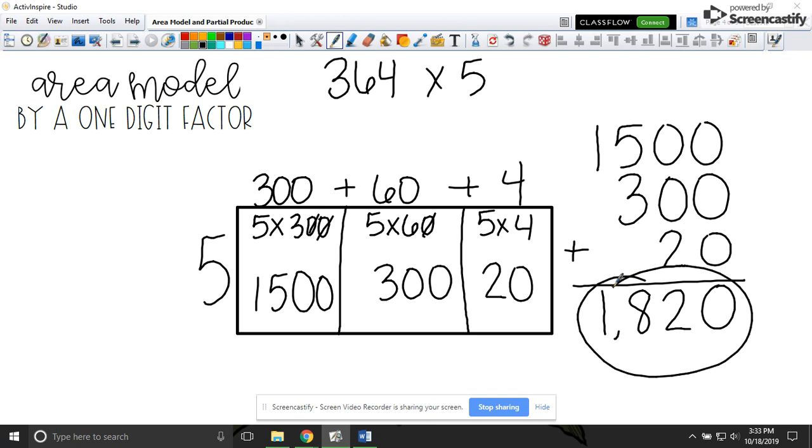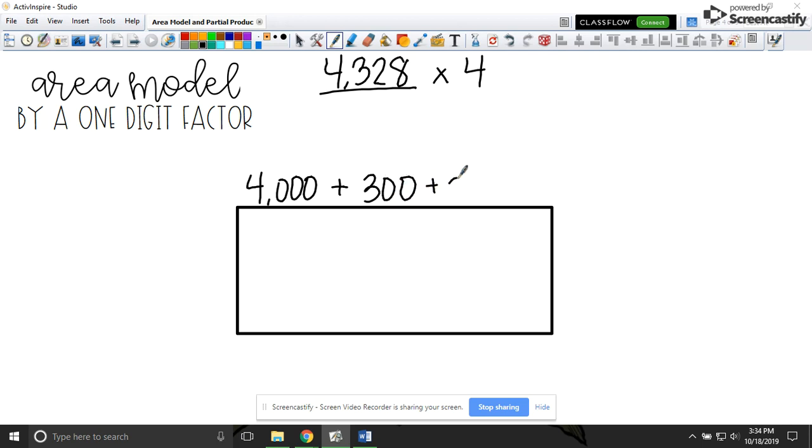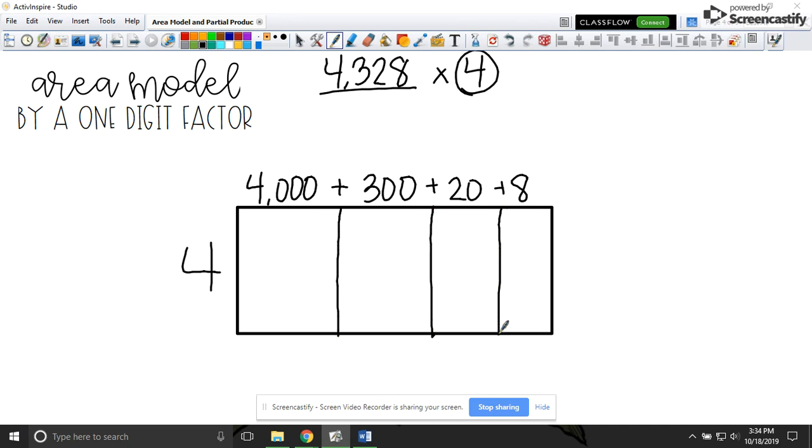So for example, if we had a problem that was a 4-digit factor times a 1-digit factor, again, we take our first factor and we write it in expanded form, meaning that we show the value of every digit, plus 20 plus 8. And our other factor goes on the other side, and there's no need for us to expand 4. Again, we separate where we see place values or where we see addition symbols, and we're going to distribute this 4 all the way across.